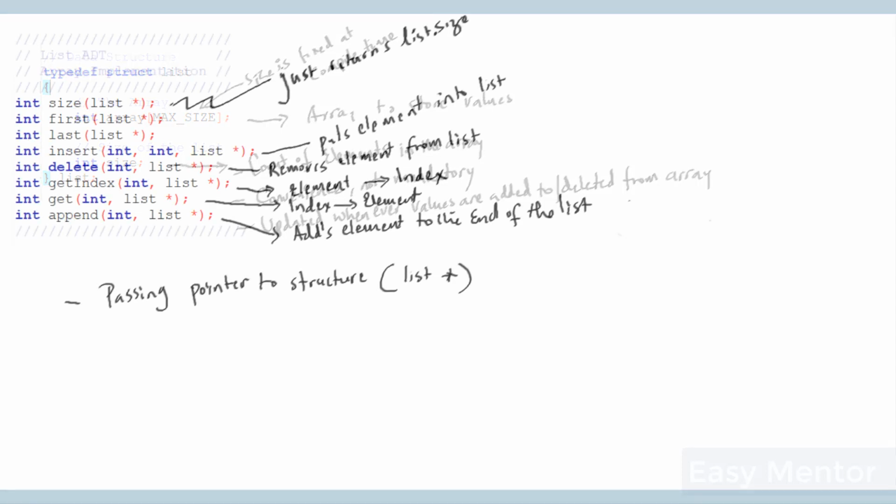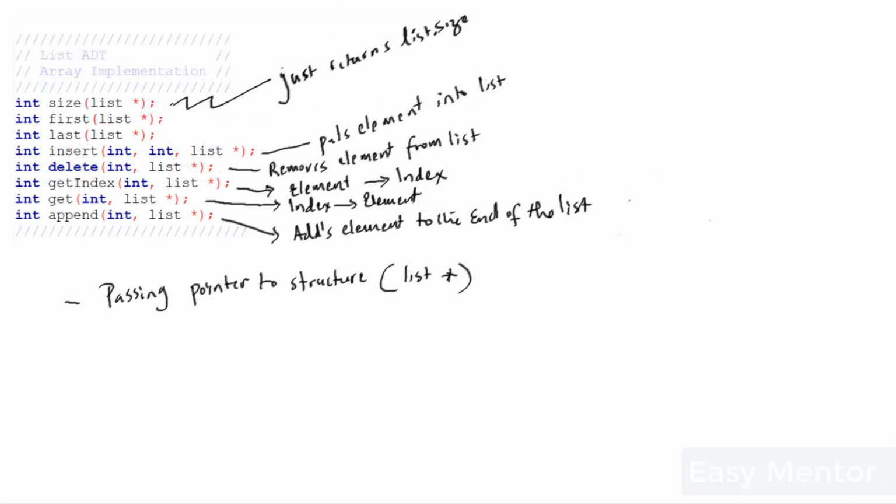Coming to the set of operations that we are going to implement, picked up from the definition of the operations of the list abstract data type, we first have size, which will give us the number of elements contained in the list. First and last are pretty obvious. They give the first and last elements of the list. Insert and delete put an element into the list and delete an element from the list at a given index. GetIndex gives us the index of a particular element. Get gives us the element given an index, and append just inserts an element at the end of the list. We'll try to implement all of these functions. I'll show you some of them.